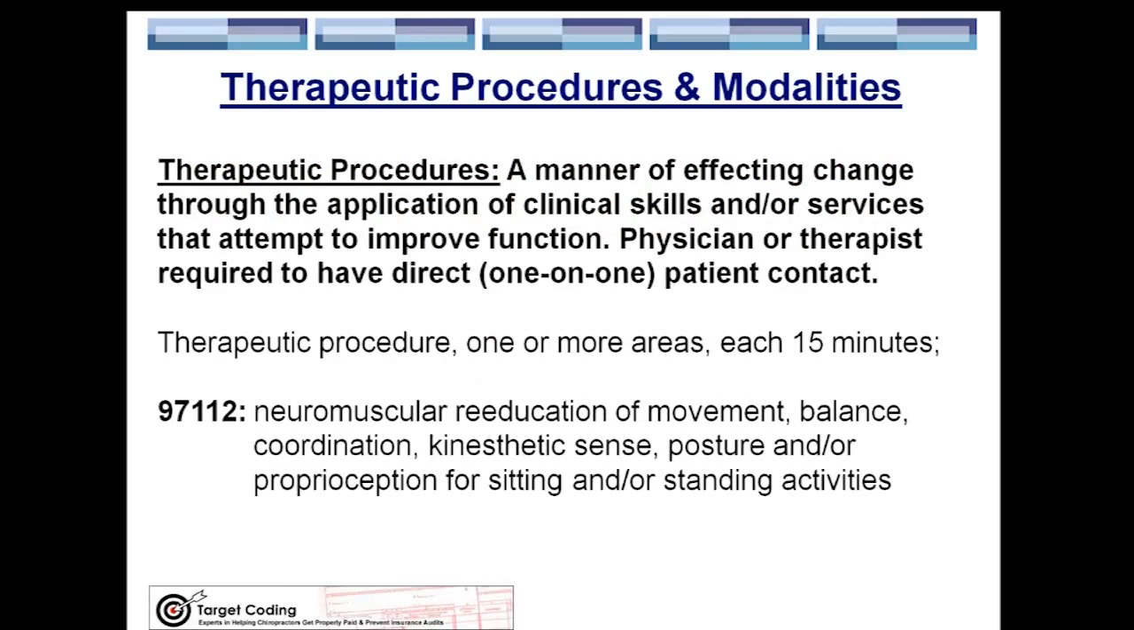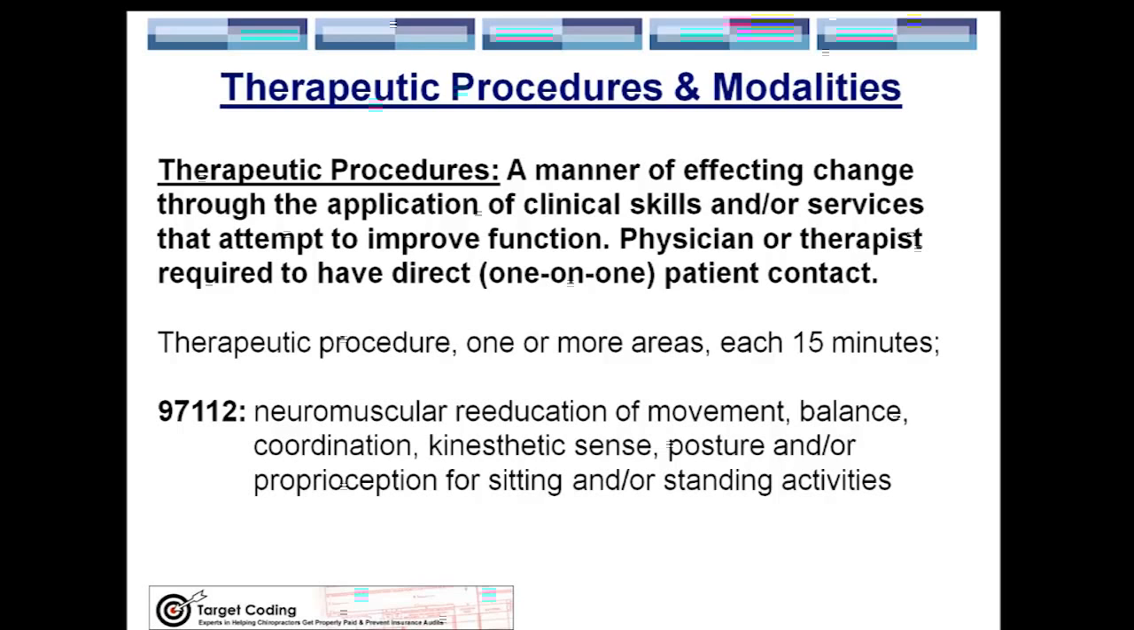Next is 97112, neuromuscular reeducation. Neuromuscular reeducation of movement, balance, coordination, kinesthetic sense, posture, proprioception. This is a very good code. I think this is something that you deserve to be paid for. Some insurance companies give doctors a hard time on this one, but if you know how to bill it, you know how to strategically use modifiers and use certain diagnosis codes and link them properly, you should be able to get paid. So this is a very good code.